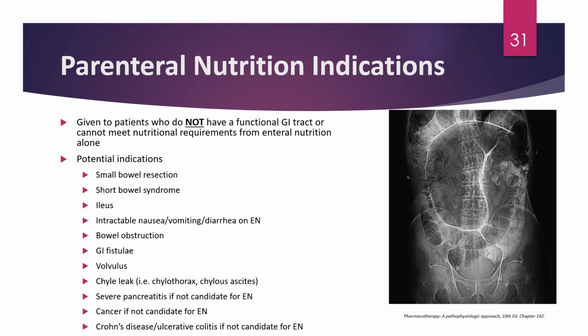Severe pancreatitis, if they are not a candidate for enteral nutrition, we'll talk about this later on in the course. Cancer, if the patient is not a candidate for enteral nutrition, particularly those who are severely nauseated and vomiting, a lot of times are going to be the cases that we see here. And then Crohn's disease and ulcerative colitis, if not a candidate for enteral nutrition, especially when the disease is more diffuse. There are lots of Crohn's disease and ulcerative colitis patients that can tolerate normal oral feeding or enteral feeding. It's only if it progresses to the point where they're not able to take it in that they can get parenteral nutrition.